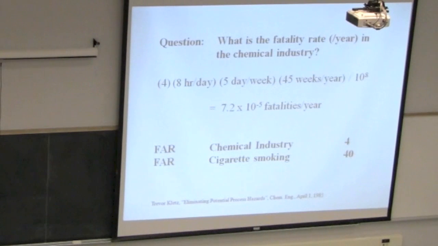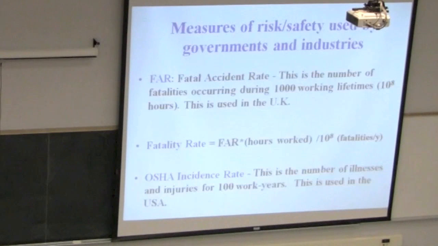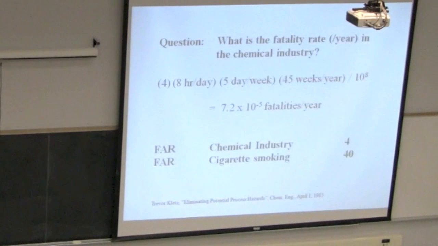Now let's take a look back at that other metric we spoke about earlier, the fatality rate. So this is the rate at which people are dying in the workplace. So if we take the chemical industry, 4 people are dying, and according to the FAR, multiplied by that number of hours worked, divided by 10 to the 8, we get a very small number of fatalities per year. So it's a safe-ish industry, but the problem is this is considering the people working in the facility. We don't have these units in isolation. So our neighbors around us are going to be impacted by our chemical plant.